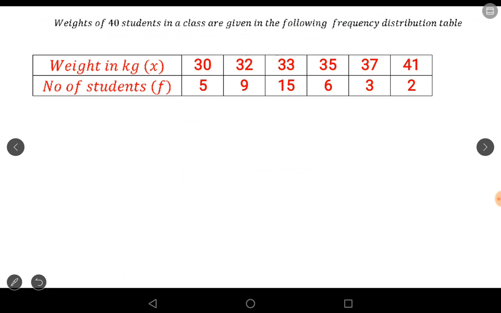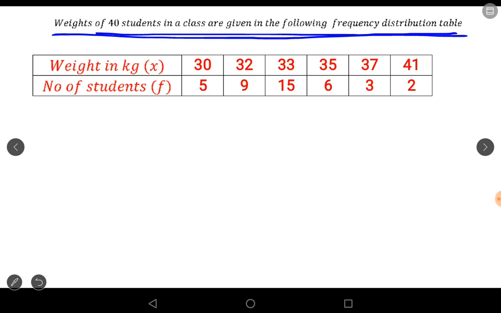Next one, observe the question. The weights of 40 students in a class are given in the following frequency distribution table. We have to find the mean weight of the students. So how to find it? Here, to find the mean, x bar: the 30 kg students number 5. So 30 plus 30 plus 30 plus 30 plus 30, 5 times, that is 150.